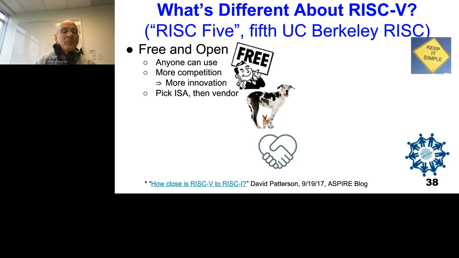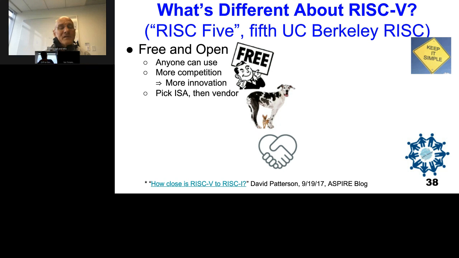It's free and open. So anyone can use it. And I think what this is going to mean is there's going to be more competition. Right now, we're kind of 3 or 4 years into this as an official open project. There's more companies building microprocessors around RISC-V, designing them from scratch, than for any other architecture. Usually there's just one company that can do this, or maybe there's 10, but there's dozens who are doing this. So I think this is going to mean more innovation.